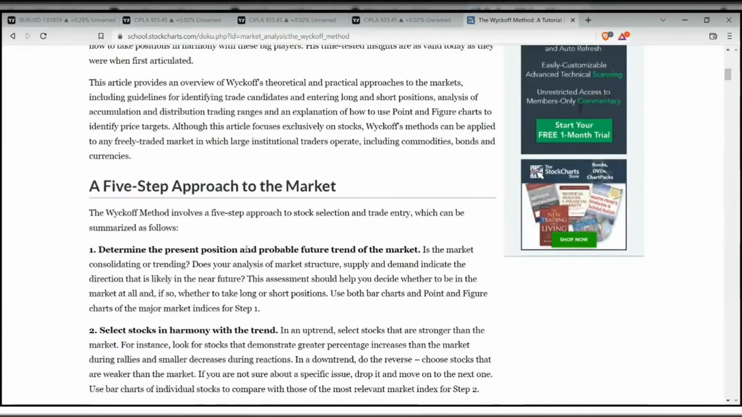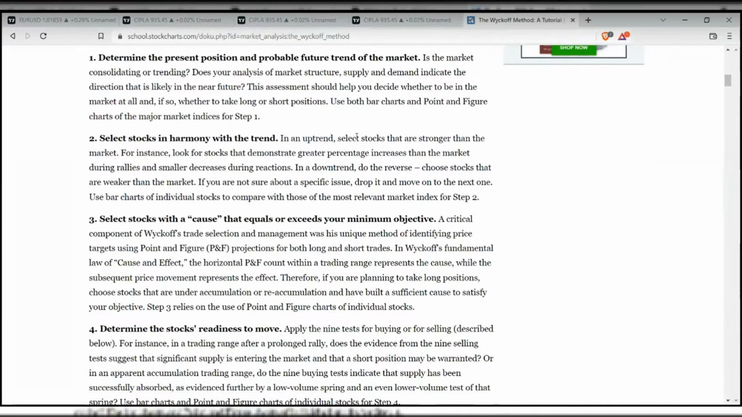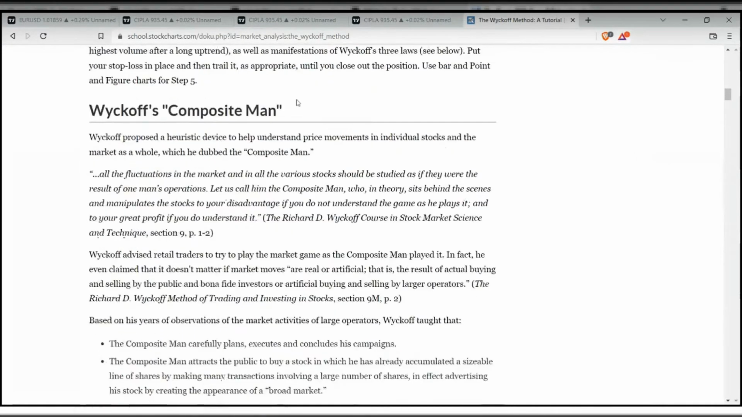So there's a lot you can go through, like a five-step approach to the market. This is very good especially for stocks. Okay, and it applies everywhere. Stocks, cryptos, index, everywhere you're going to see Wyckoff. So this is what we're talking about.